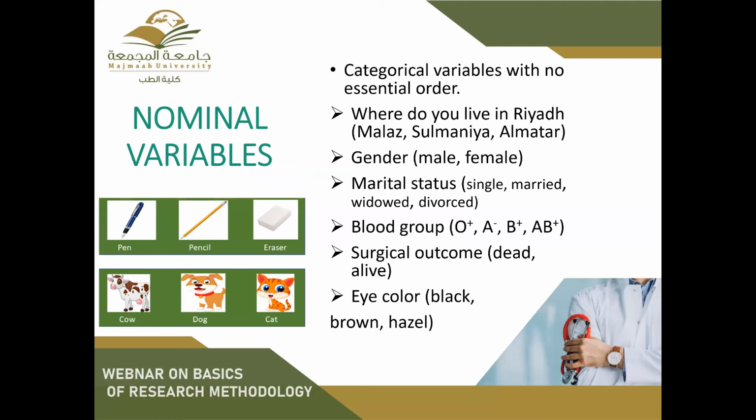Marital status, it's not that single always will be given a code 1. Divorced, single, these are all interchangeable. It doesn't matter that the marital status must follow this sequence. Blood group, surgical outcome, dead or alive, color of the eye, black, brown, hazel. So these are nominal variables, which come under the auspices of qualitative variables. And in these variables, there is no ordering.